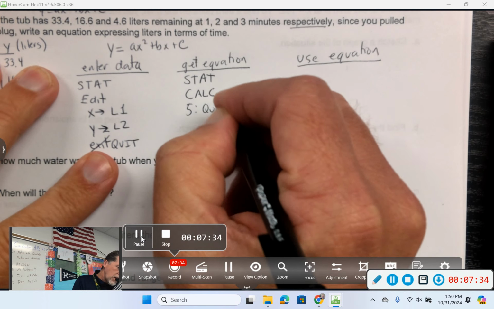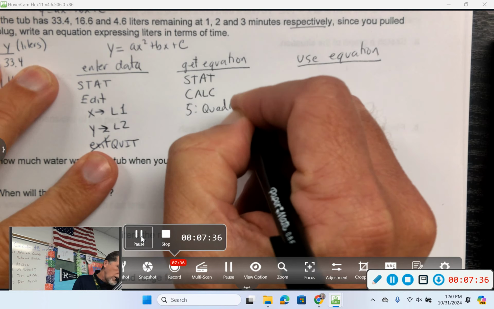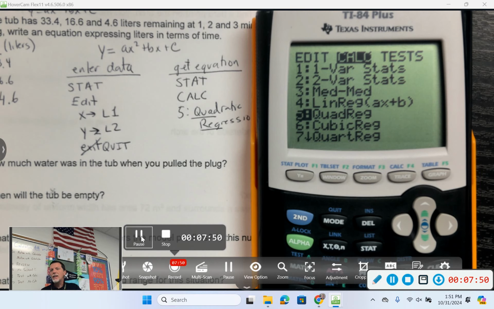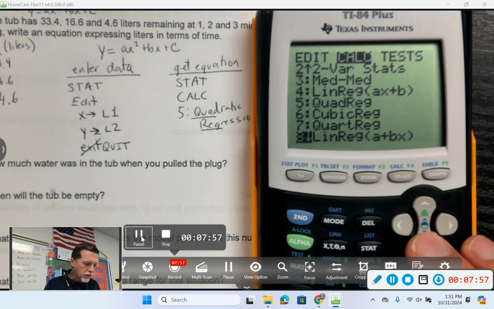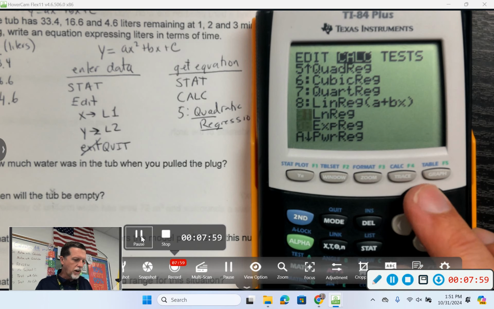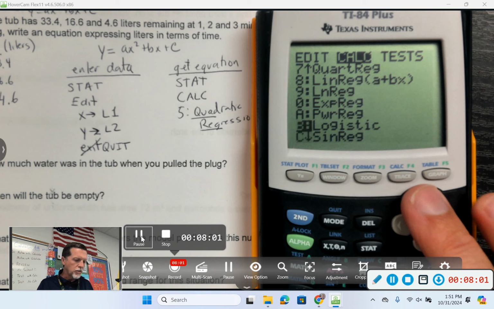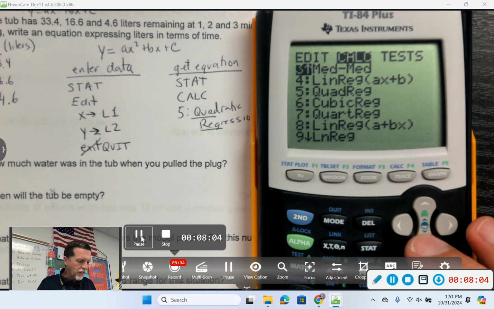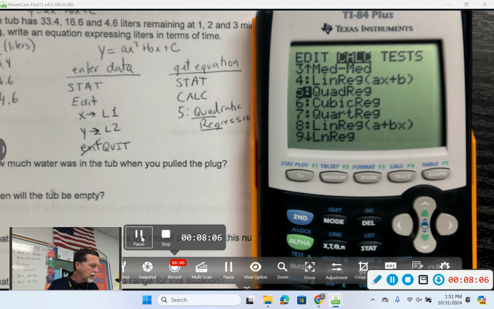Option 5, quadratic regression. Quadreg. Regulate your quads. Quadratic regression. Regression just means fit an equation to your data. But you have to tell it what kind of equation. You want to fit a line, a quadratic, a cubic, a quartic. There's another linear, there's natural log, exponents, powers, there's all sorts of stuff. We don't want to do that stuff yet. Let's go with quadratic regression.